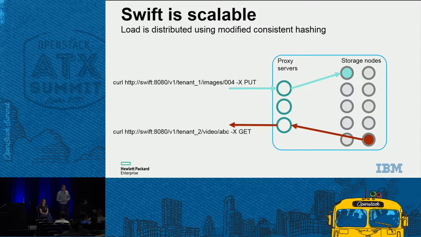Another property of consistent hashing is that it's deterministic. That means that any proxy server can independently determine the location of an object in the pool of back-end storage nodes. So that means that we can also very easily spread load across the front-end proxy servers. There's very little need for them to communicate or share state with each other. So that's one of the ways in which Swift has been designed to scale.